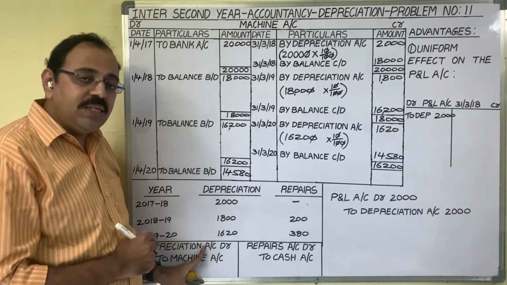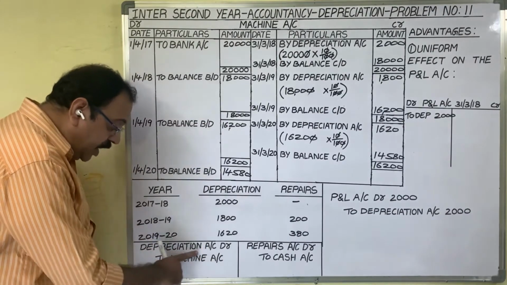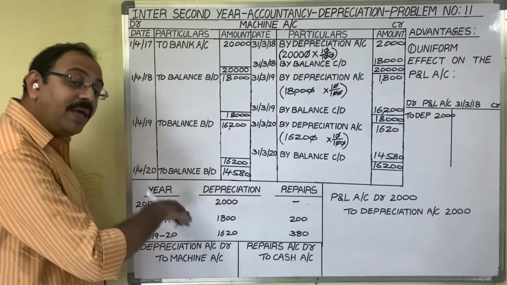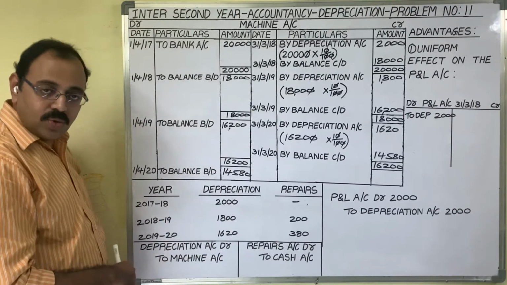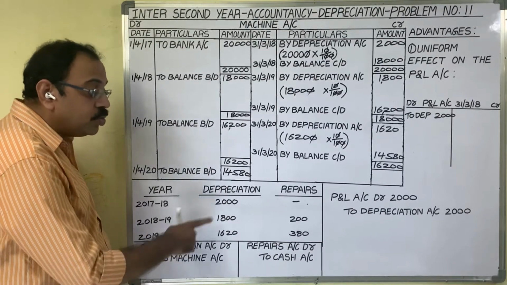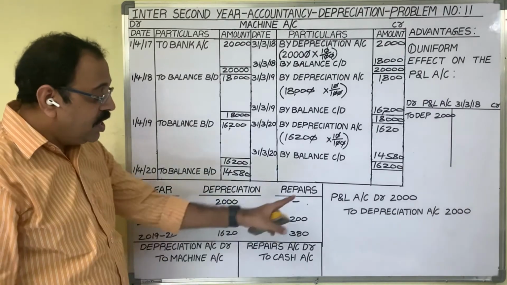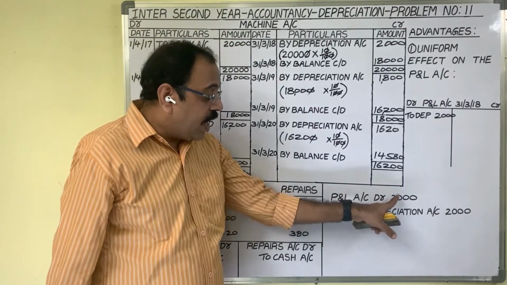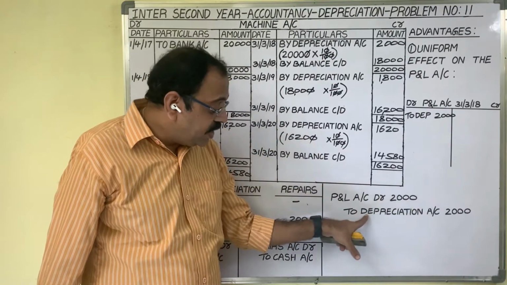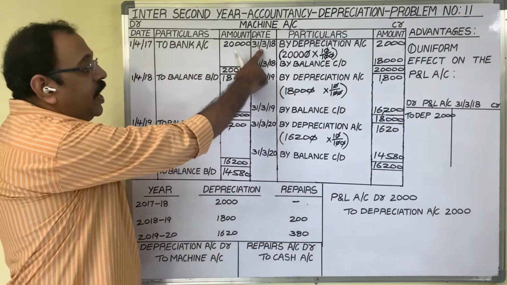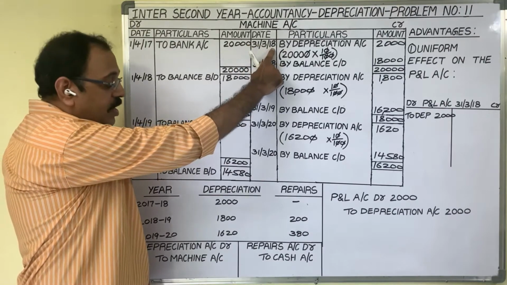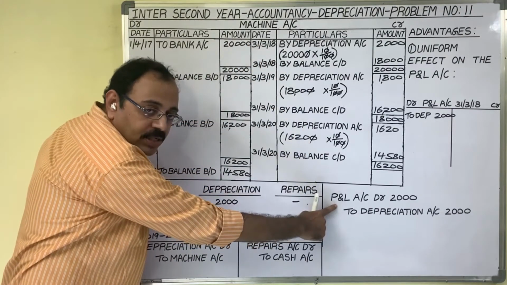How do we open this account? By debiting, we open this account. How to close? By crediting that account. So the entry for transferring depreciation balance to profit and loss account is profit and loss account debit to depreciation account. When do we write this entry? At the end of the first year, on 31st March 18, this entry has to be passed.